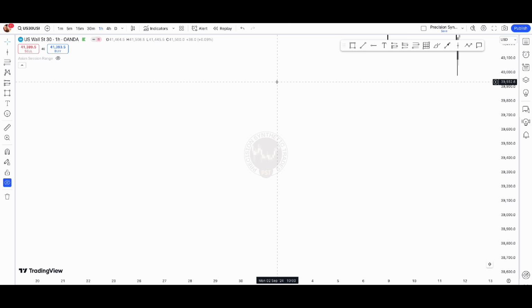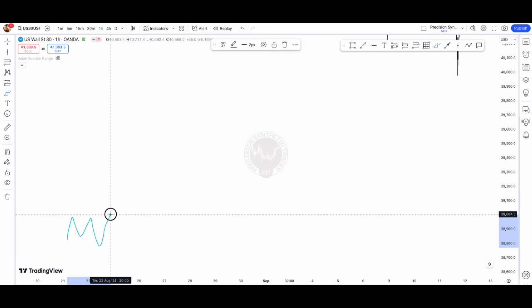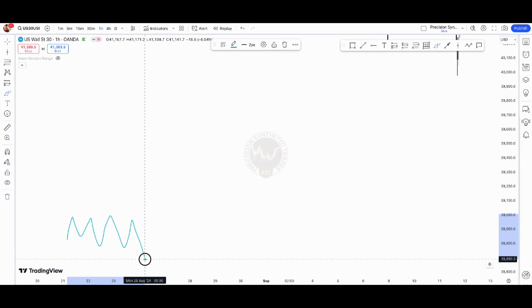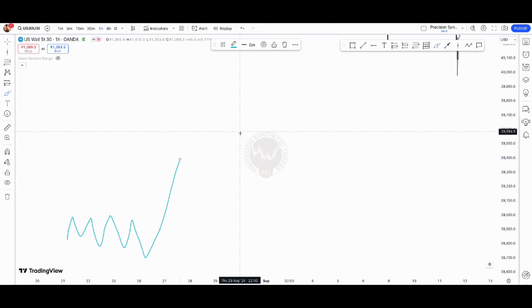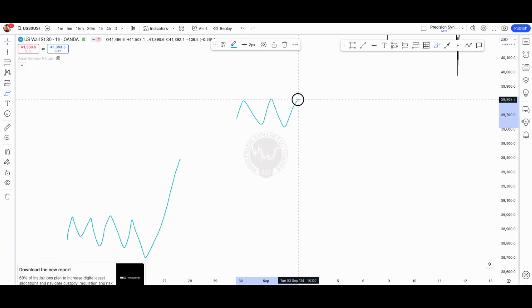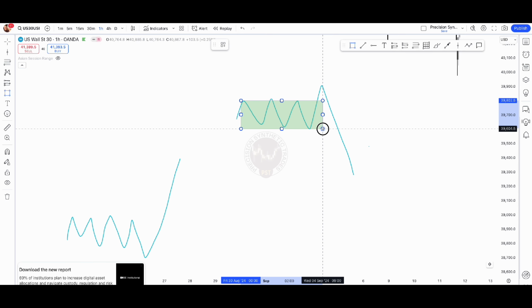So let's first understand what accumulation, manipulation and distribution is. Accumulation is when price accumulates. Manipulation is when price manipulates, like a fake out. And then distribution is where price goes like that. So again, accumulation, manipulation, distribution. We want to wait for price to break out of the accumulation phase.